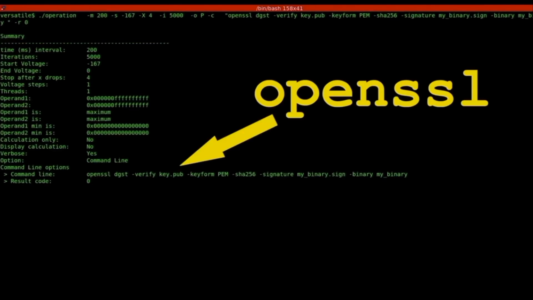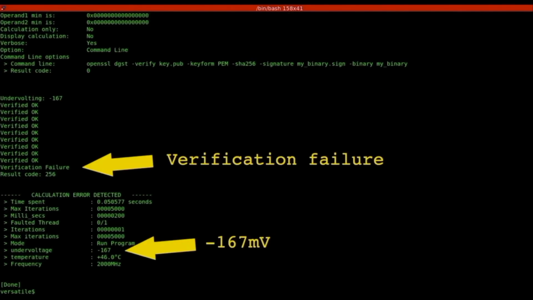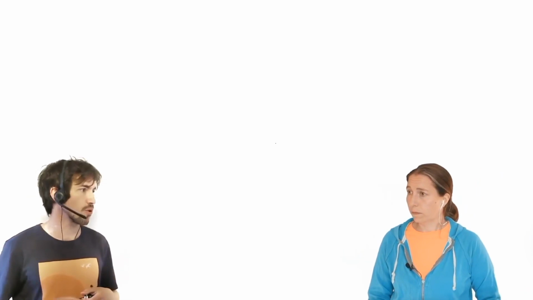How about verifying a signature with OpenSSL? Yep, again, we got a verification failure at minus 167 millivolts. And that was a bit of fun, just to see there is an awful lot of things we were able to fault. Okay, so Kit, hang on a second. You said that you can crash some programs. Sounds to me like denial of service, or do you think there's some more to it?